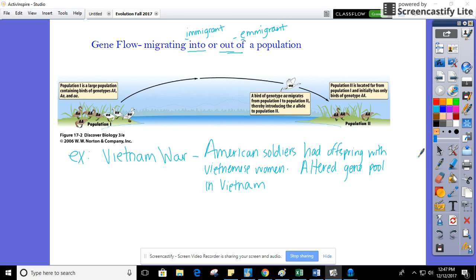Now, it's important to point out that when this bird left, it did not alter this gene pool, only the pool that it migrated into. Same thing for the American gene pool, which is not altered.